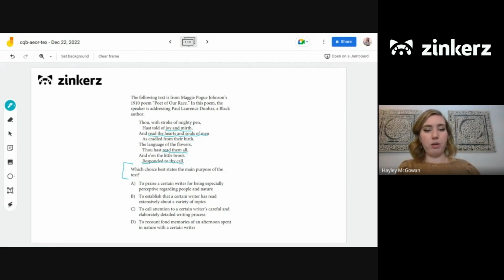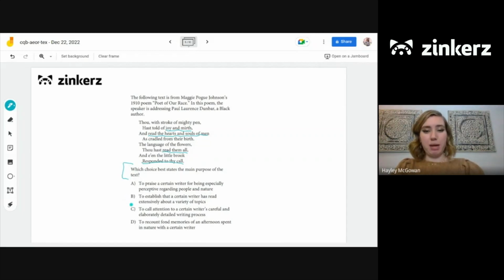Okay, so let's look at our choices then. So looking here, let's go through. So we have A, to praise a certain writer for being especially perceptive regarding people and nature. What do we think about that one? All right, so this one seems like a great option to me. We definitely just said that we're talking about how perceptive Dunbar seems to be based on this poem. So that seems like a great choice, but let's double check with our other options.